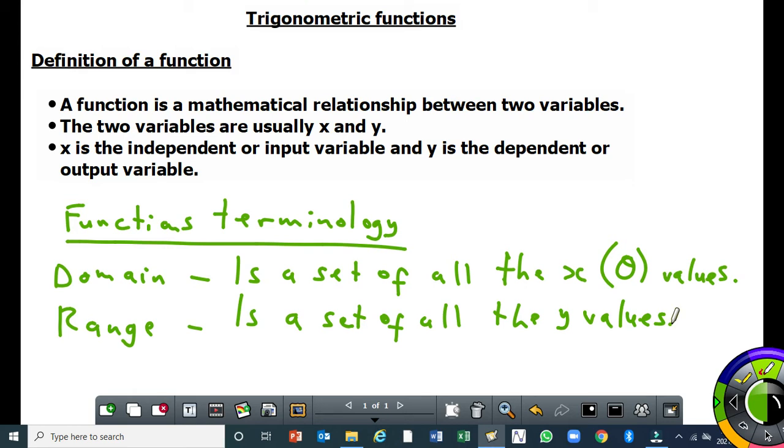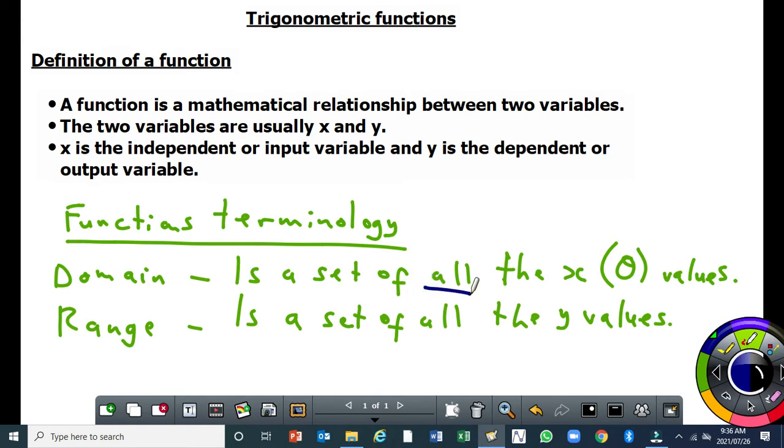With the domain and the range, what we are saying is we want to know what is the minimum value of x, what is the maximum. We also need to know the values between the minimum and the maximum. That's why we have the word all here. It means we are talking about every value of x, or every value of theta if you are dealing with the independent variable. For the dependent variable, we are also talking about all the values from the minimum to the maximum.